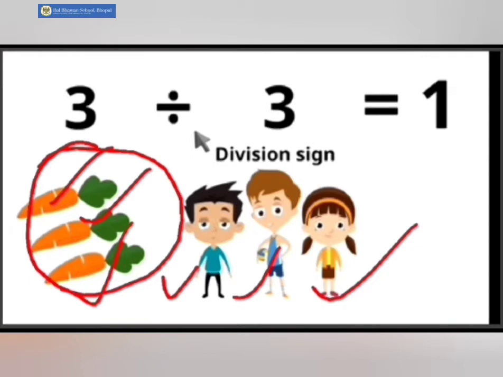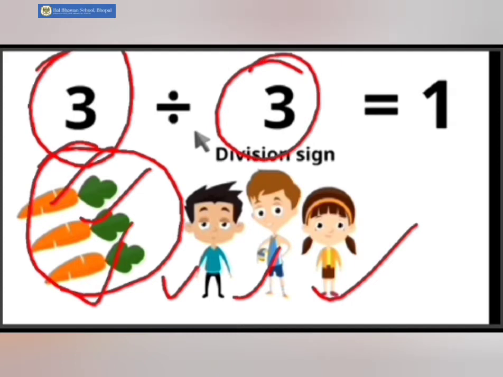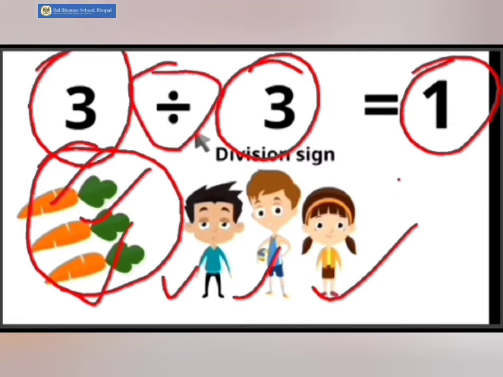Okay, so how many carrots are there? 3. They are divided between 3 people. How many carrots are left? No other carrot. That means each child is getting 1 carrot. We show this in number form through a division symbol and writing these numbers.